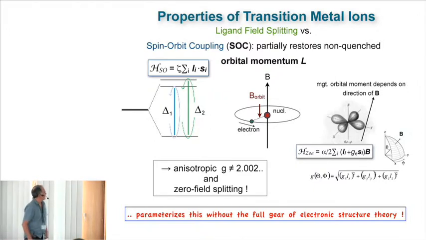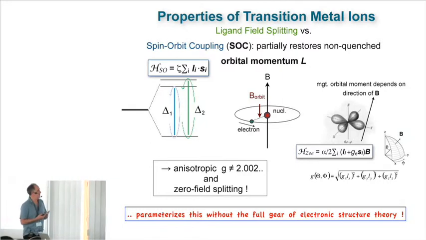So that is the job, the thing which we have to describe. We have to describe this magnetic behavior, which depends on ligand field splitting and spin-orbit coupling at the end. And we want to parameterize these effects which we see here in the ground state.